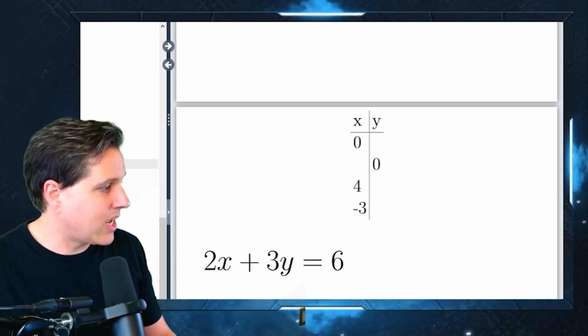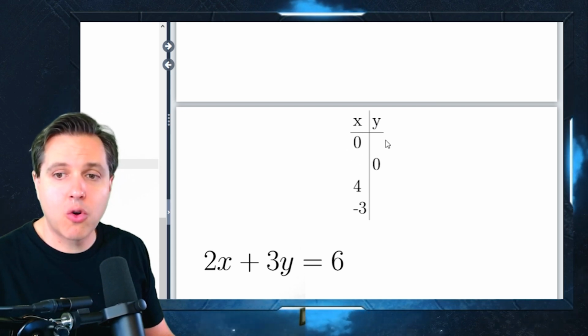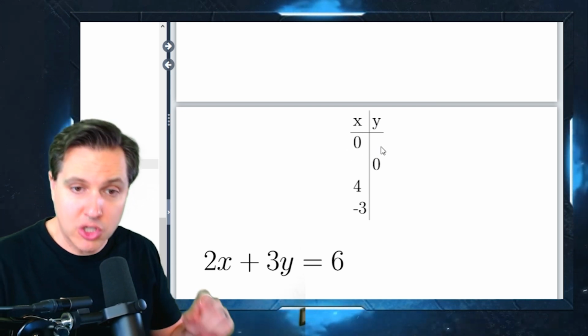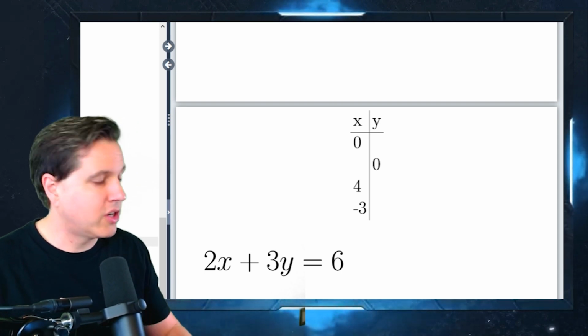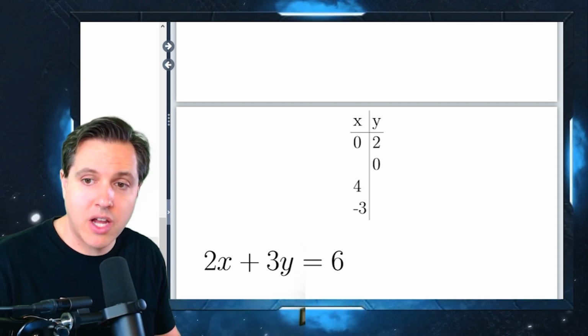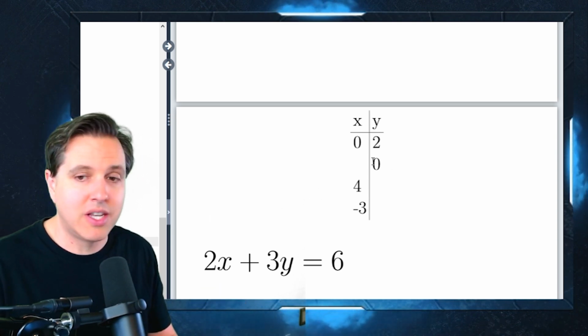So we go back to our table, and we know that when x is equal to 0, the corresponding y value is equal to 2. That's what we just figured out. So now we go back to our table and we put a 2 in there. Now let's figure out another point. Now this would be the x-intercept because our y value is equal to 0.